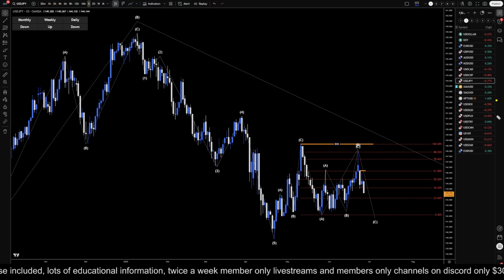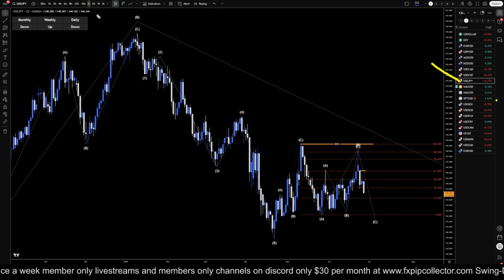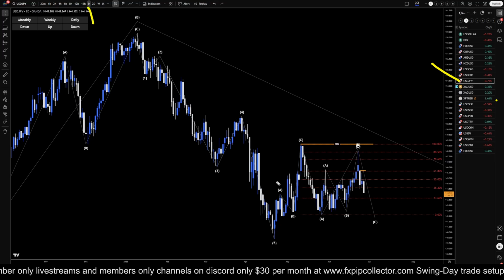Hello, traders. Today is Thursday, June 26th, and this is my analysis for the US dollar yen. I'm starting off on the daily time frame, as you can see.